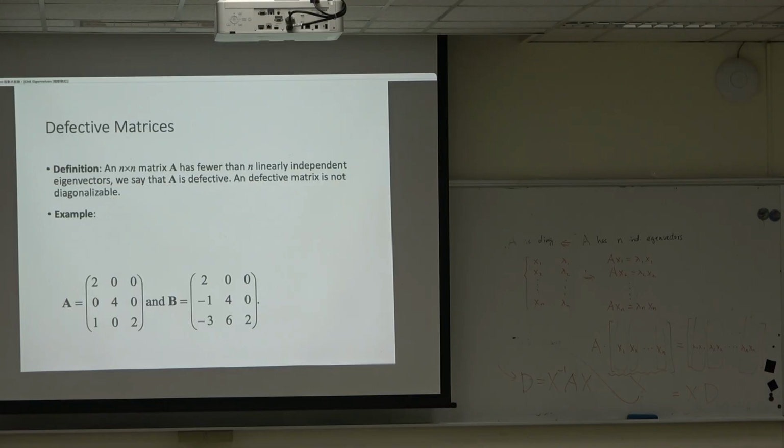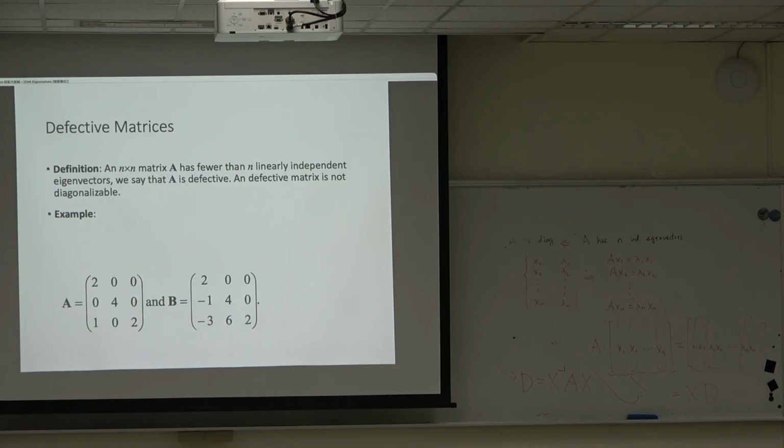So the next one: an n by n matrix A has fewer than n linearly independent eigenvectors. If that's the case, we say that A is defective. A defective matrix is not diagonalizable. You can try to verify these two matrices are defective in the sense that they do not have n linearly independent eigenvectors.